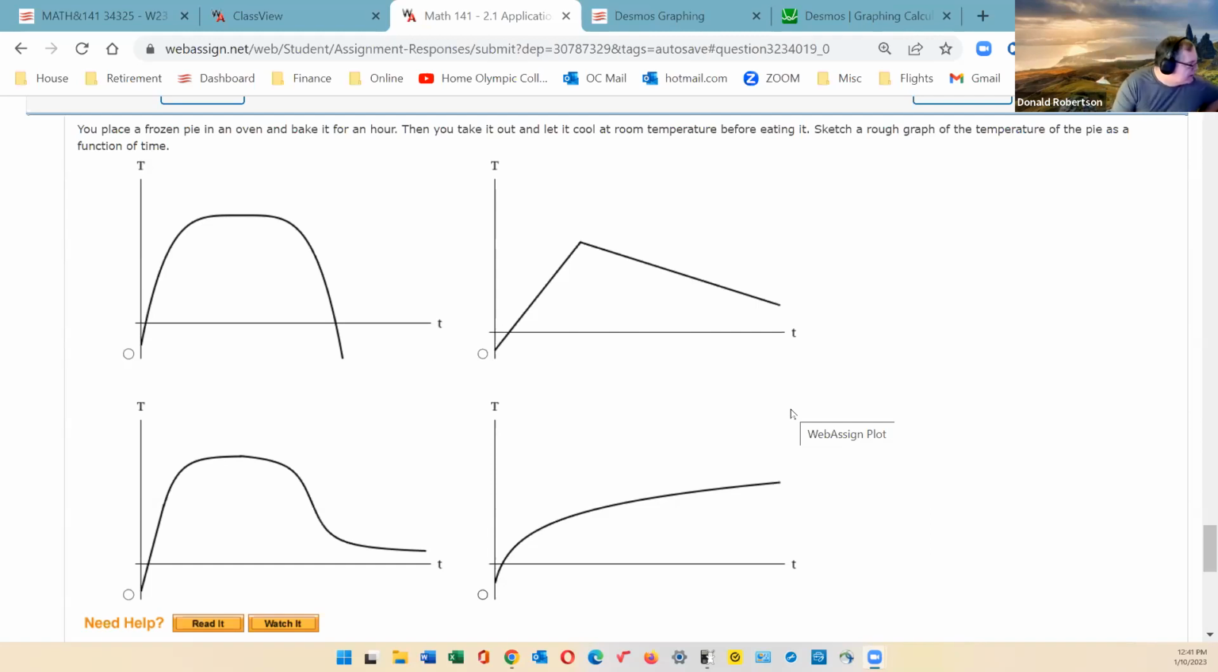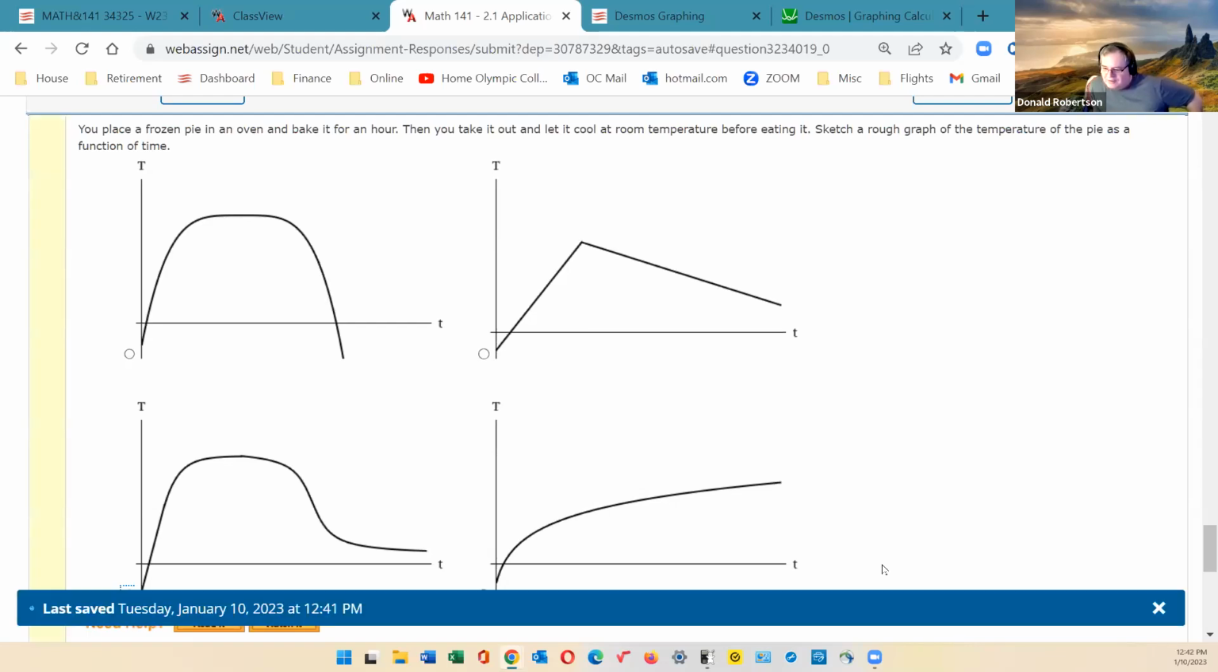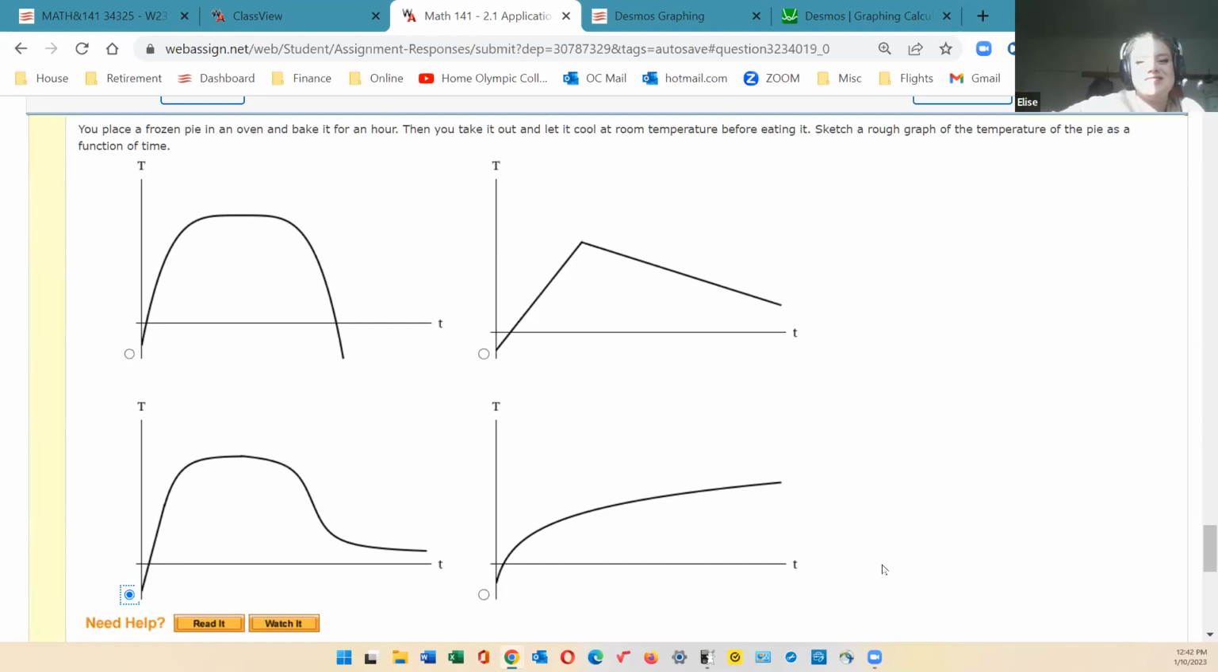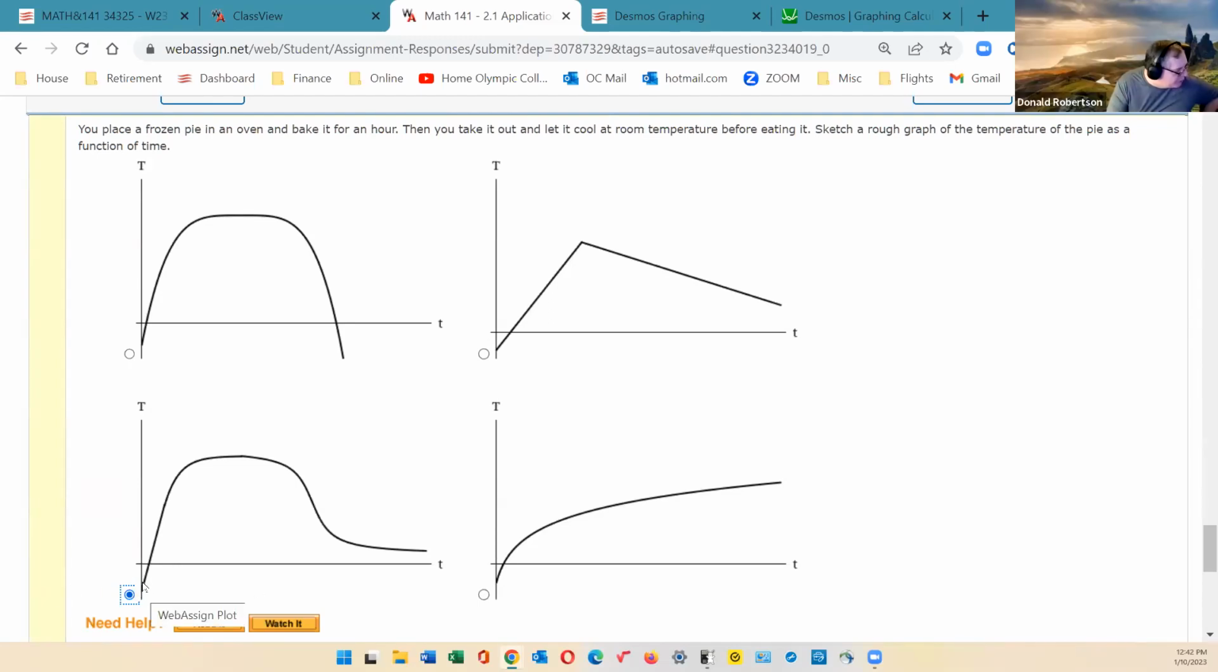I see three, and I'm assuming you mean that one, right? And I agree with you. Do you want to share why you picked that one? Because it's right. Me? Yes, Elise. Because it went in the oven. Okay, so it started frozen and it went in the oven. So you said it went up, right? And then it had to bake at that temperature. Okay. And then you take it out and then it cools, but it doesn't go frozen again. It kind of levels off at room temperature.